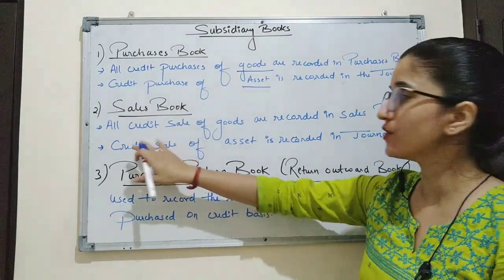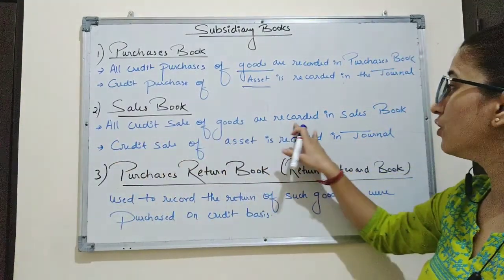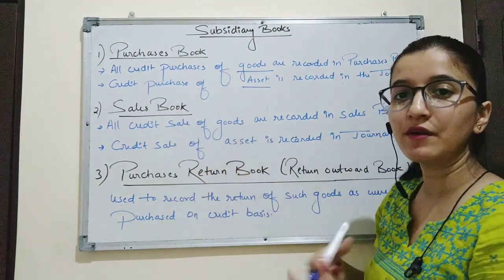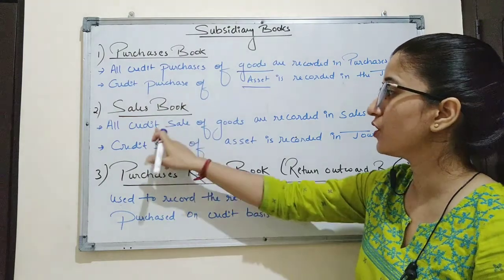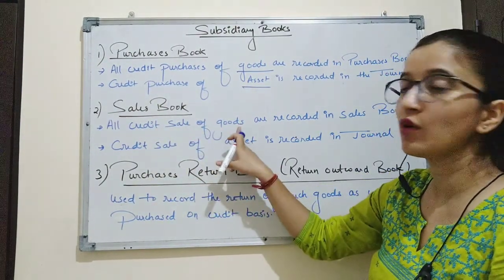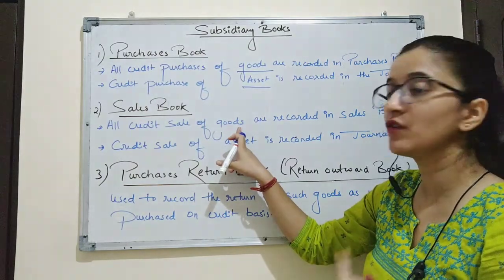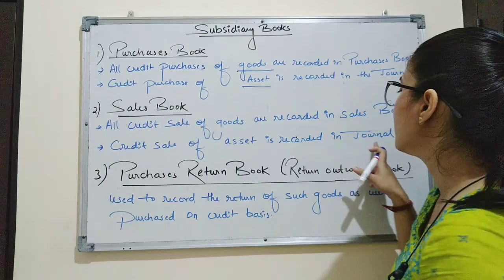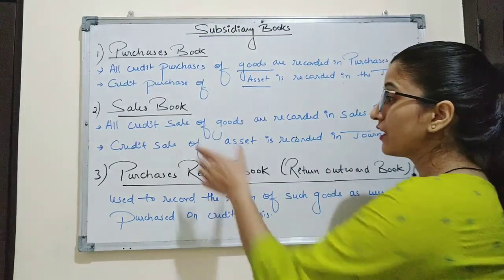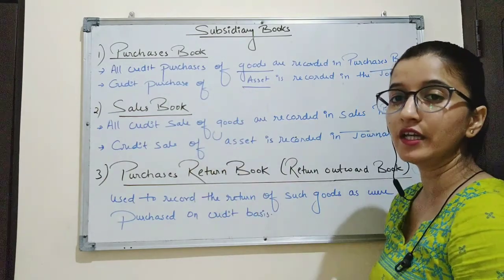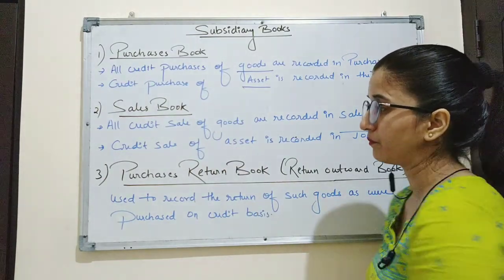In sales book also, all the credit sales of goods are recorded, because cash sales have been recorded in cash book. So here we will only record credit sales of goods, those things which are purchased for the purpose of resale. Credit sale of asset is recorded in journal. So credit sale of asset will not be recorded in sales book, it will be recorded in journal proper.